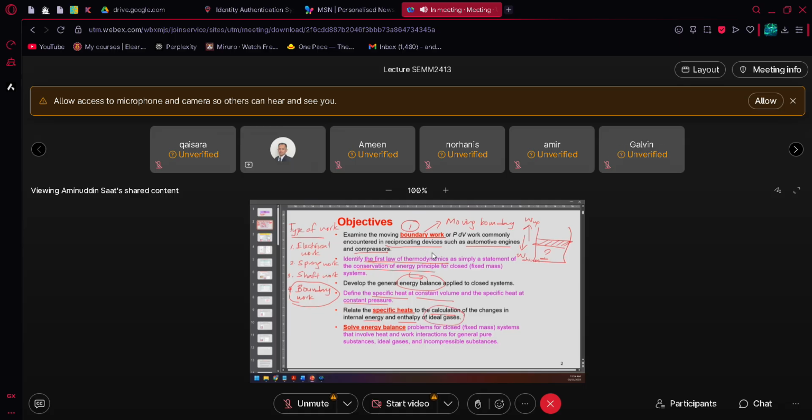So in other words, first we learn about the boundary works. Second, we use the energy balance to solve the energy analysis of the closed system. And the third one, we use the information of the specific heat in order to solve the ideal gas problem, a problem that uses ideal gas as a working fluid.